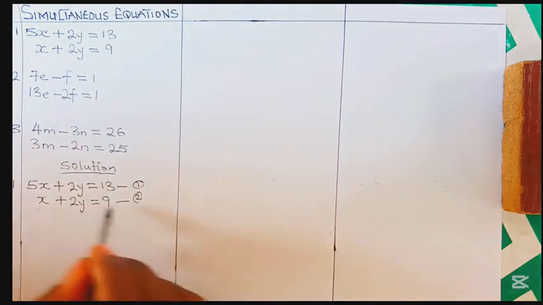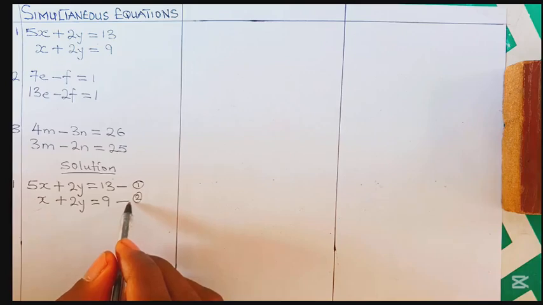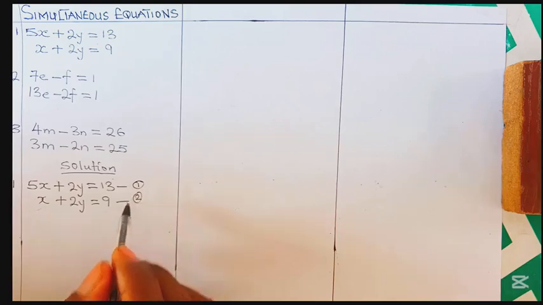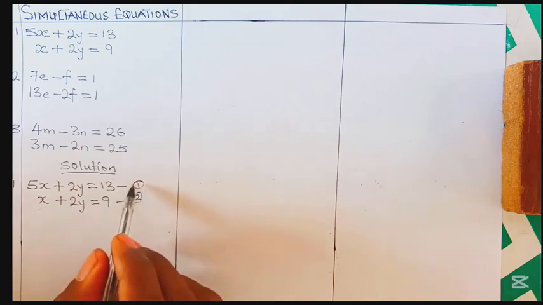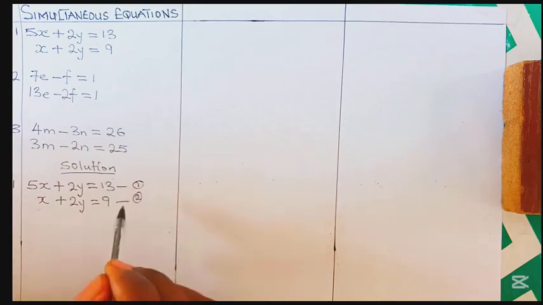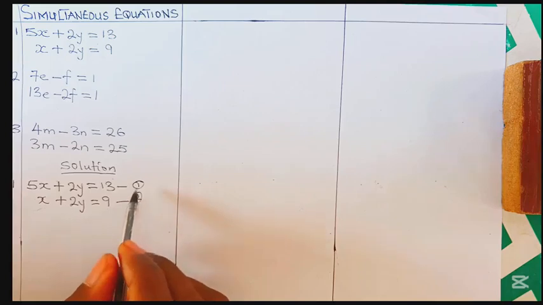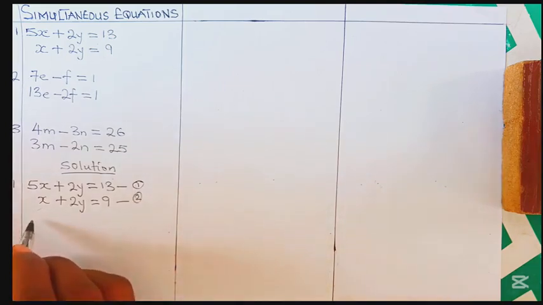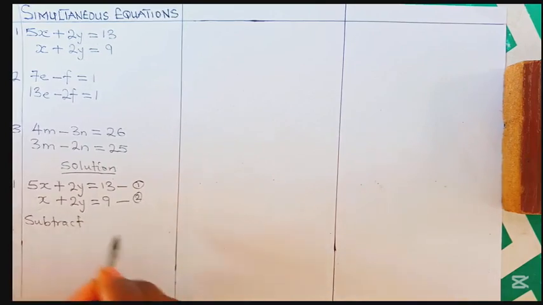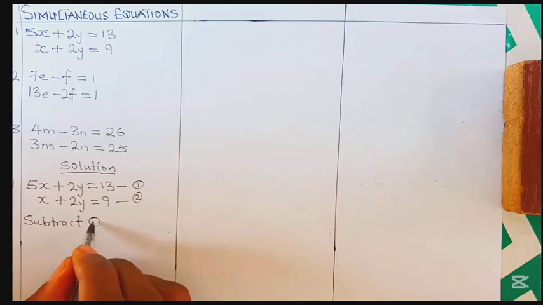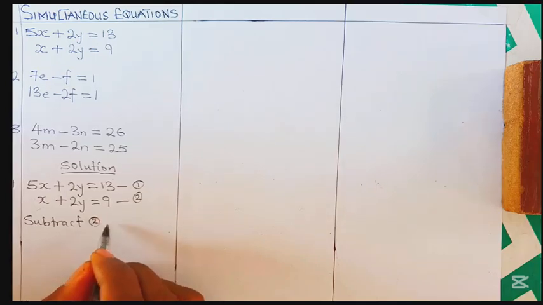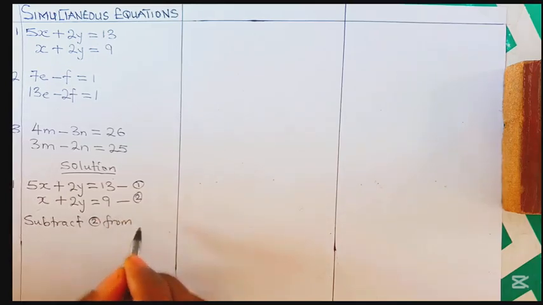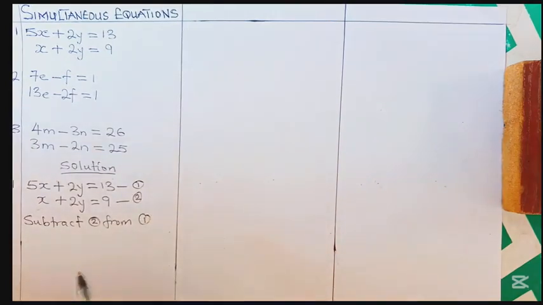So we will now subtract equation 2, or rather, we subtract equation 2 from equation 1. Yes, we subtract equation 2 from equation 1. So we will say subtract equation 2 from 1. It means we are saying everything in 1 minus everything in 2.